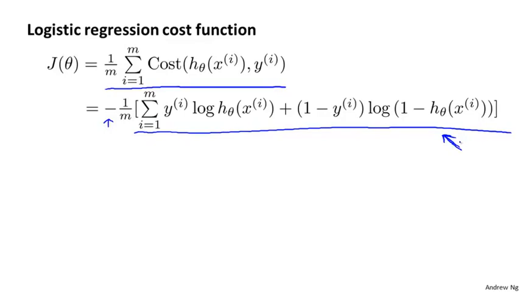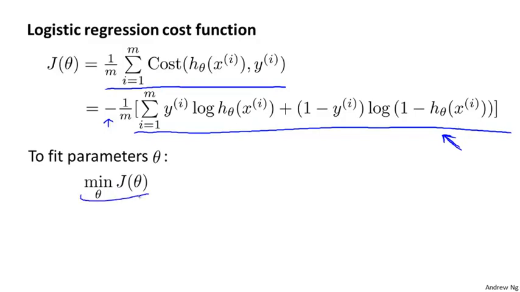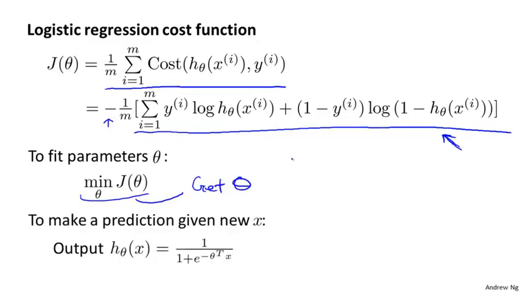Given this cost function, in order to fit the parameters, what we're going to do is try to find the parameters theta that minimize J of theta. If we minimize this, it will give us some set of parameters theta. Finally, if we're given a new example with some set of features x, we can take the thetas that we fit to our training set and output our prediction as this.